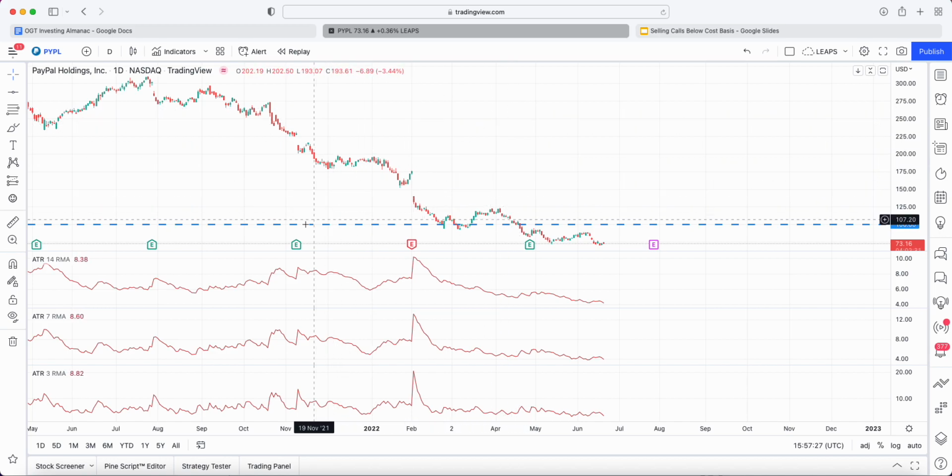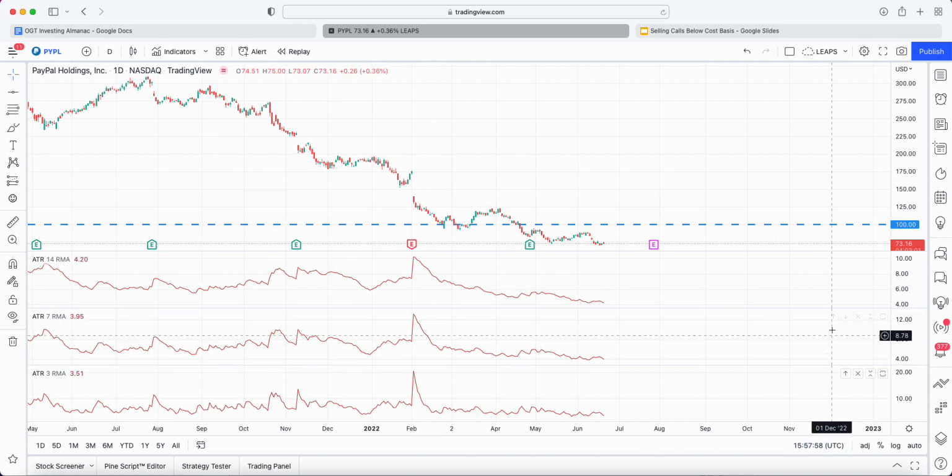What I like to do is use the ATR indicator. ATR stands for average true range, and you set the number of periods. I've got a 14 bar, and I'm on a daily chart, so I'm looking at the last 2 weeks, last 7 days, last 3 days. It measures the high and the low of the bar and takes the average over X number of bars, in this case 14, 7, and 3.